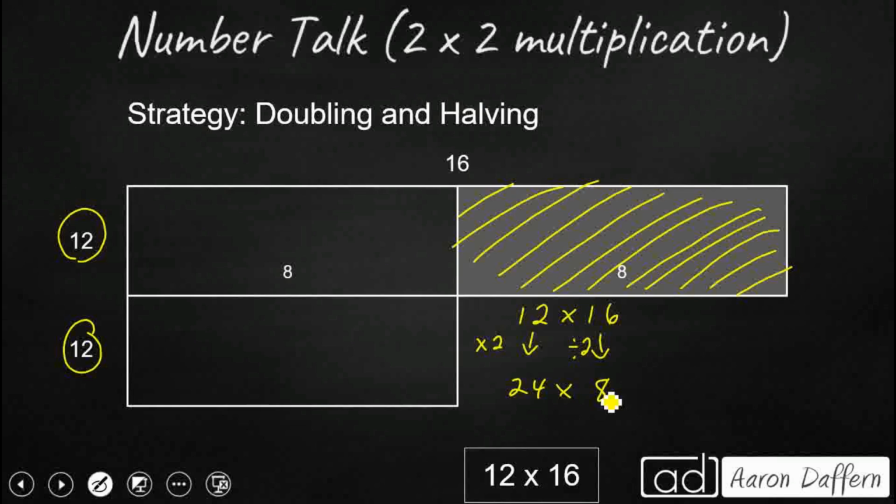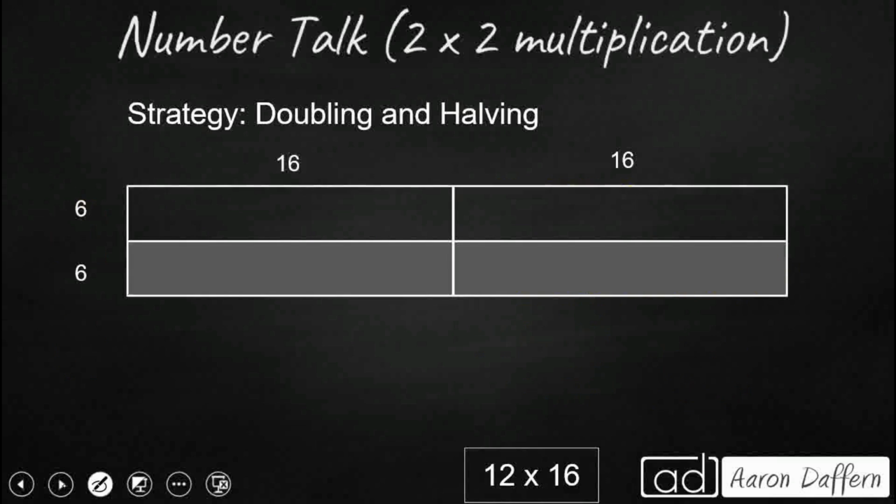So we've got our 4 times 8, that's 32. And 20 times 8 is 160. And put the 32 and the 160 together, you're going to get your 192. But that could be an easier problem. We can also double and half the other way.